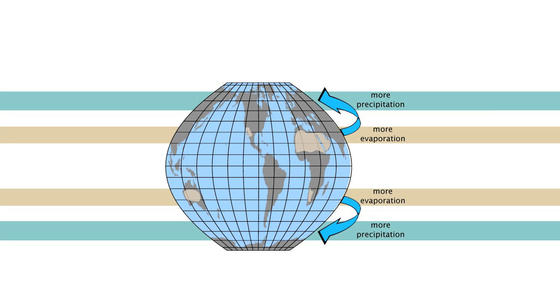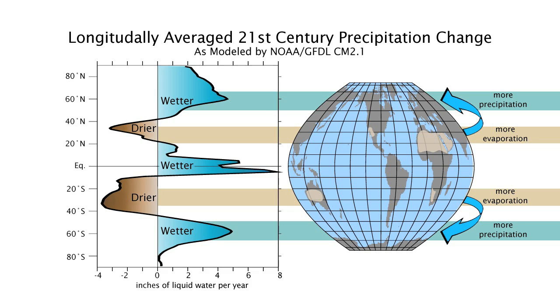The simulated subtropical drying can be seen in this graph as a decrease of 3 to 4 inches of annual precipitation centered near 35 degrees of latitude in both hemispheres. The model projects increases of precipitation near the equator and in the subpolar latitudes. This pattern can be described in broad terms as the wet getting wetter and the dry getting drier.